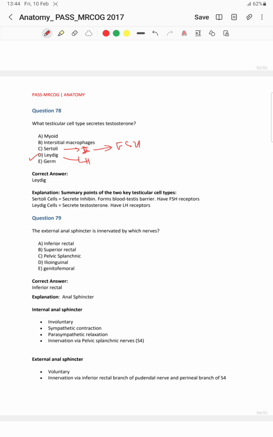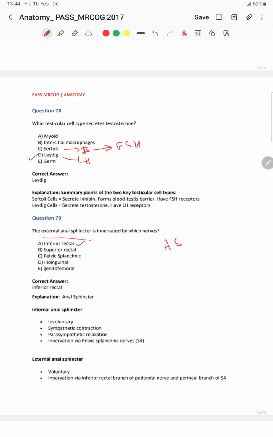Okay, now the next question: the external anal sphincter is innervated by which nerve? The external anal sphincter is innervated by the inferior rectal nerve. These are the inferior rectal nerves.